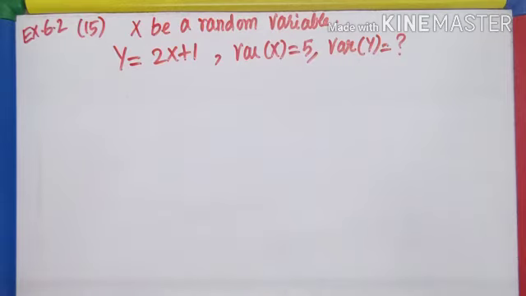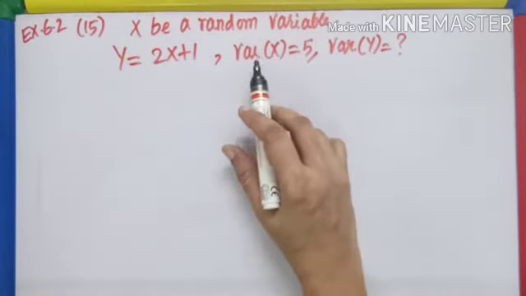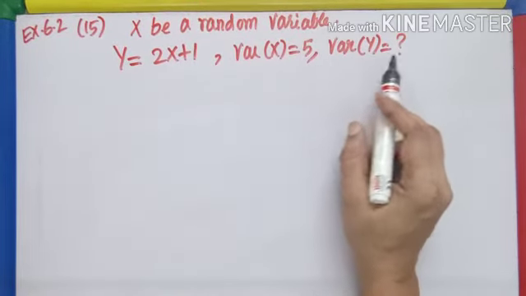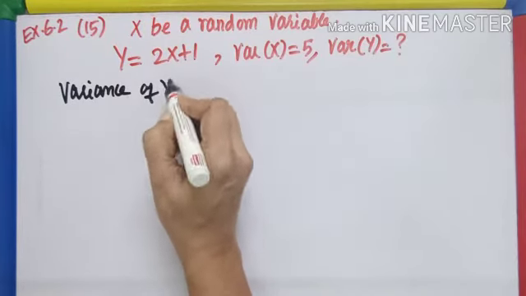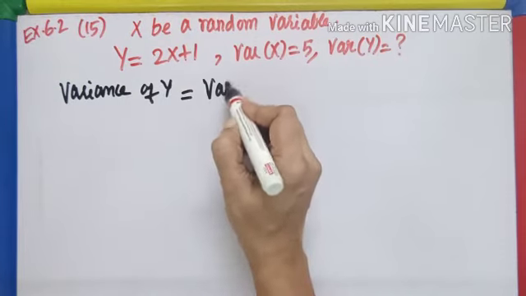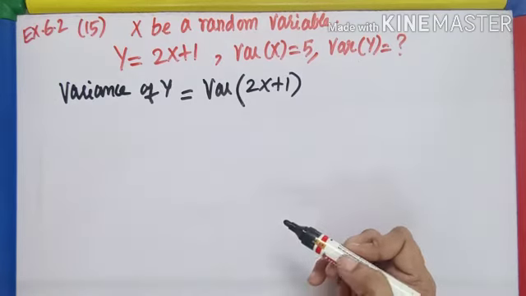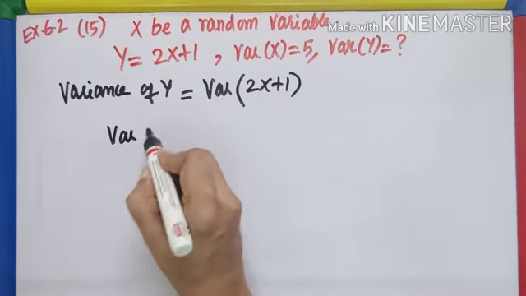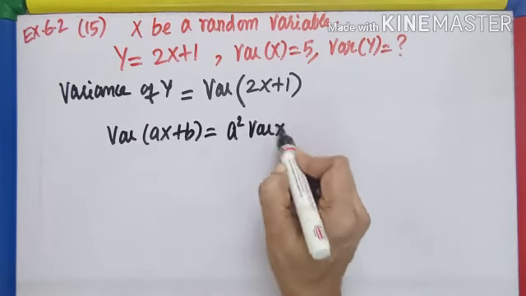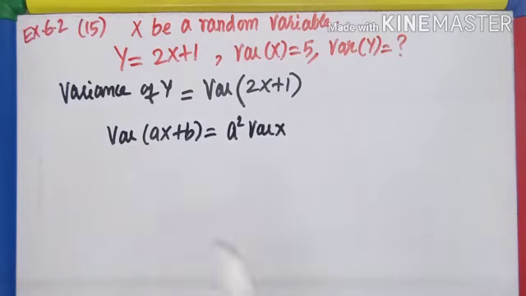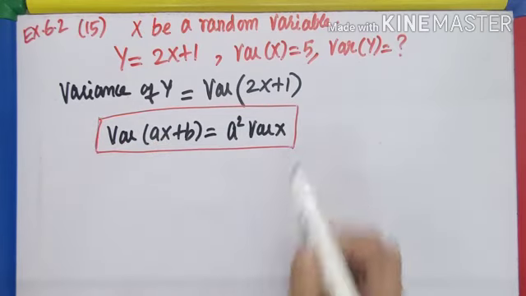Question number 15. X be a random variable and y equals 2x plus 1. If variance of x is 5, find the variance of y. My question is variance of y. That is equal to variance of, what is y actually? 2x plus 1. Let us remember the formula. Variance of ax plus b equals a square variance of x. So this is a formula.